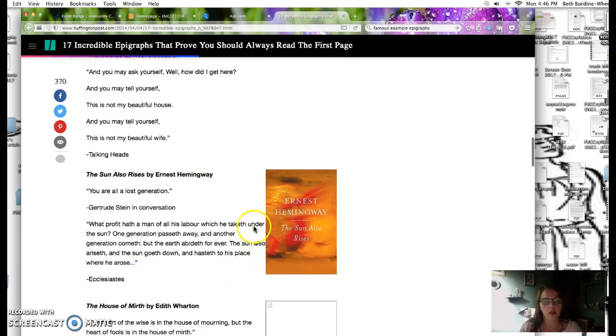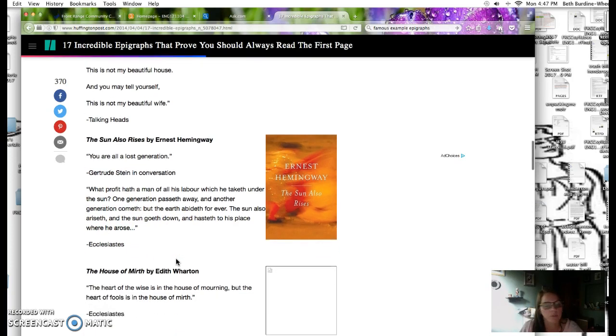Yep, here's the one I was talking about, The Sun Also Rises. There are two in this one. "You Are All a Lost Generation." This was something that he said with a woman named Gertrude Stein. They were both living in Paris at the time, and they were talking about art and talking about writers and artists in Paris. And this came up, and so he decided to use it. And then a very famous passage from Ecclesiastes from the Bible.